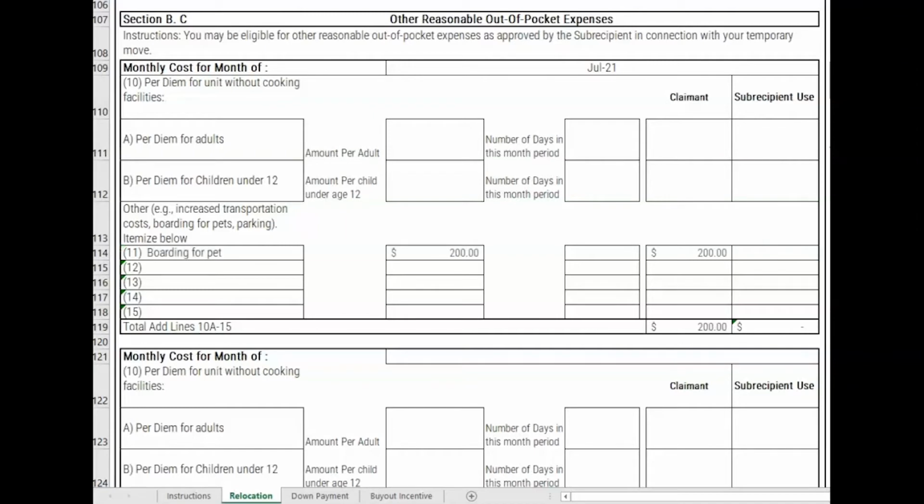Finally, in the claimants column, the total from lines 10 through 15 will automatically sum. The applicant should complete another cost table for each month requesting other costs, not to exceed 3 months. The net total for all the months will sum in the net total reasonable out-of-pocket costs row. The subrecipient use section for BC will be completed by the subrecipient during their review in the subrecipient review phase.